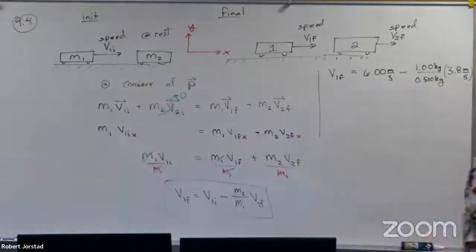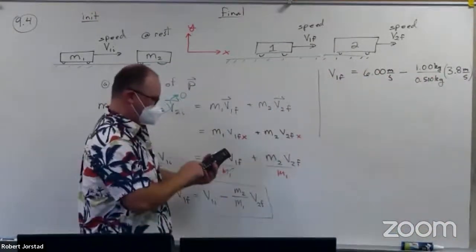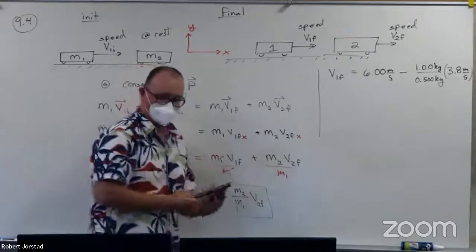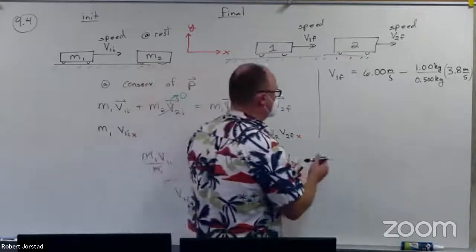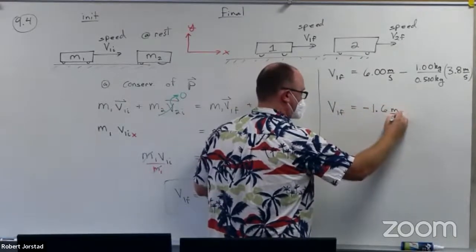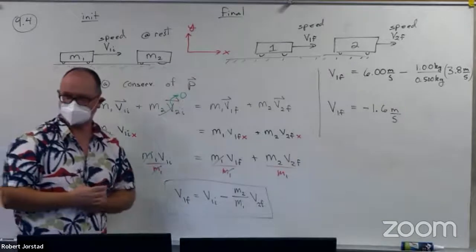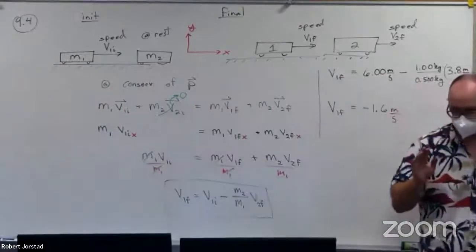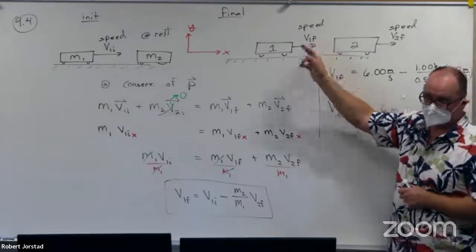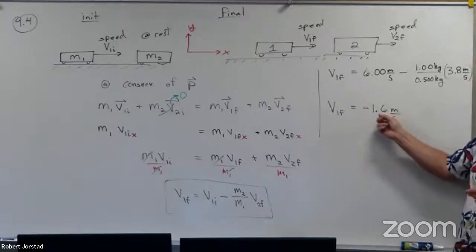Let's see what we get. We get 6 minus what? 2 times 3.8. I got negative 1.6 for this speed. Yikes. Who feels uncomfortable with that? A negative speed. Here's the trick. In our picture, we drew this as a speed to the right. If we get a negative answer, that's fine. It just means it's this speed to the left.